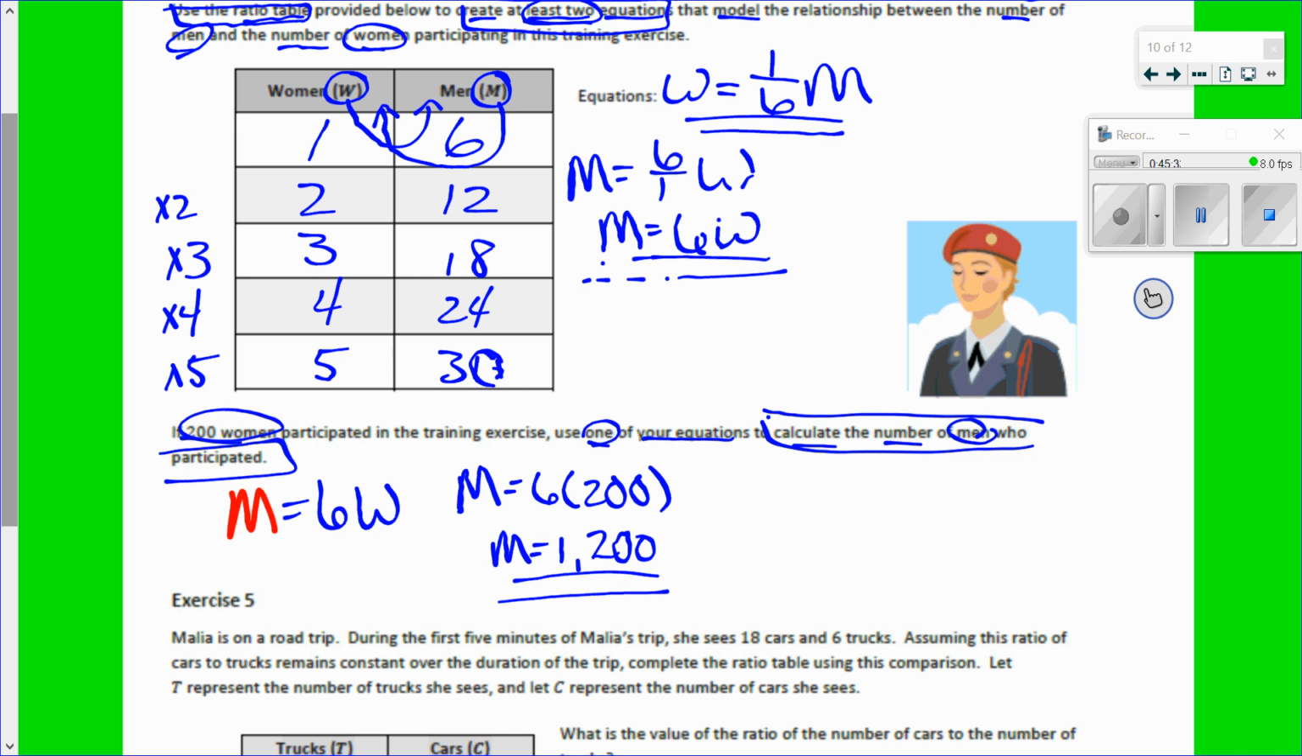So am I done? Nope. Why are you not even writing, Waffles? Am I done? Why not? Full sentence answer. Now we're done. There were 1,200 men. Okay, module's up.